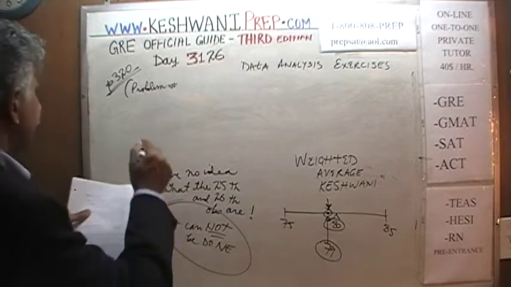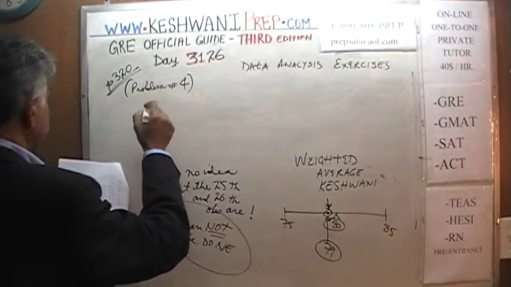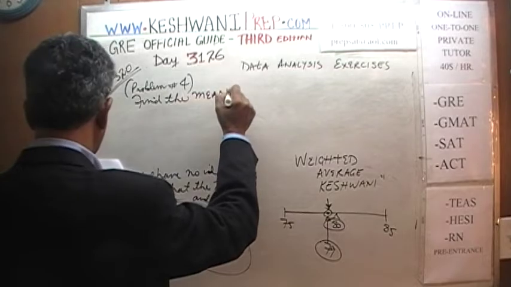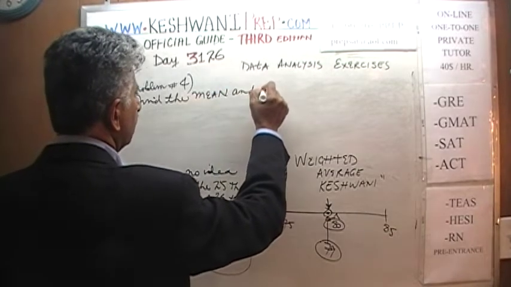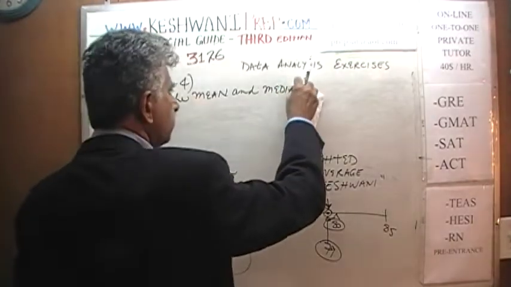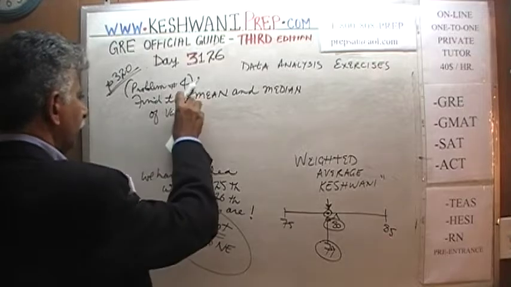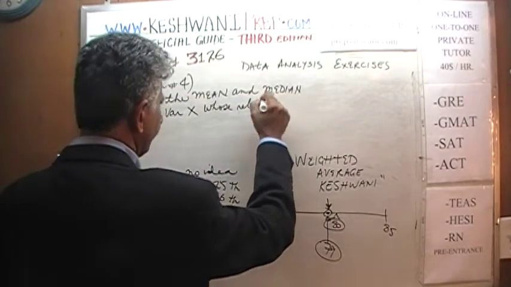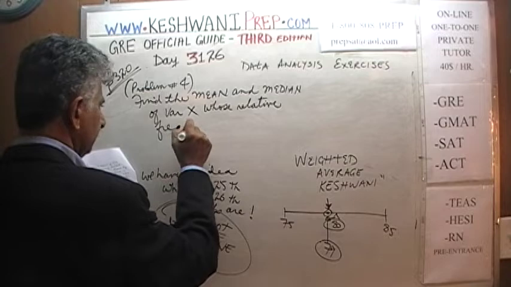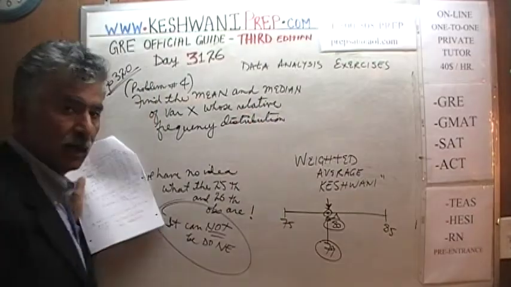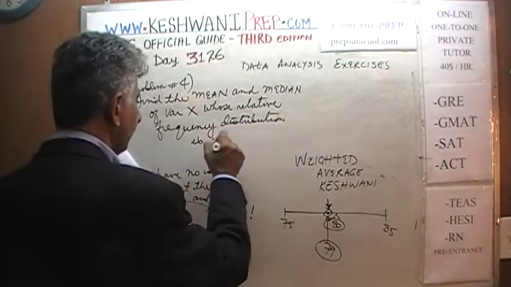Problem number 4 says, find the mean and median of variable x whose relative frequency distribution is as follows.